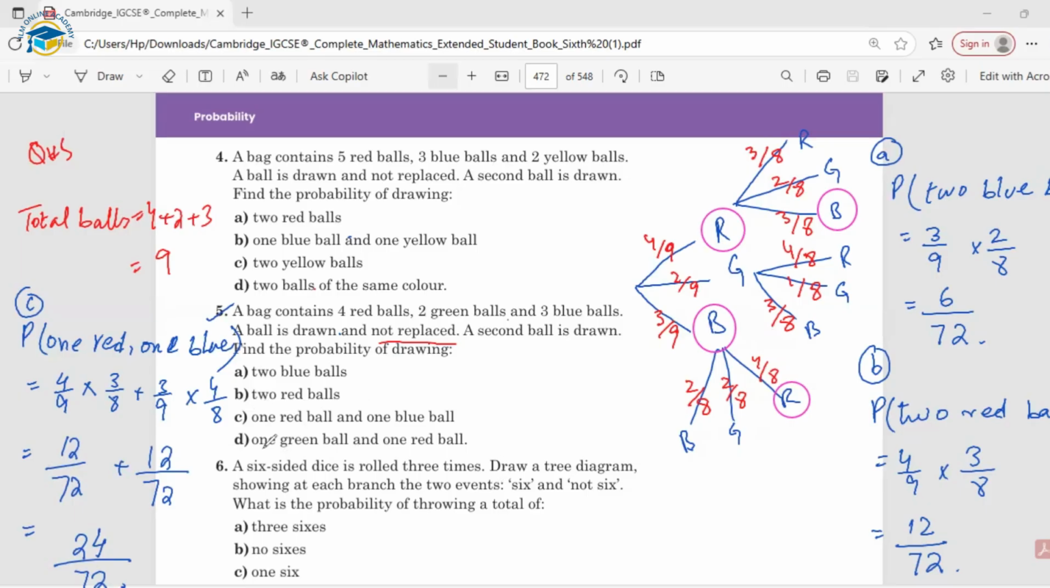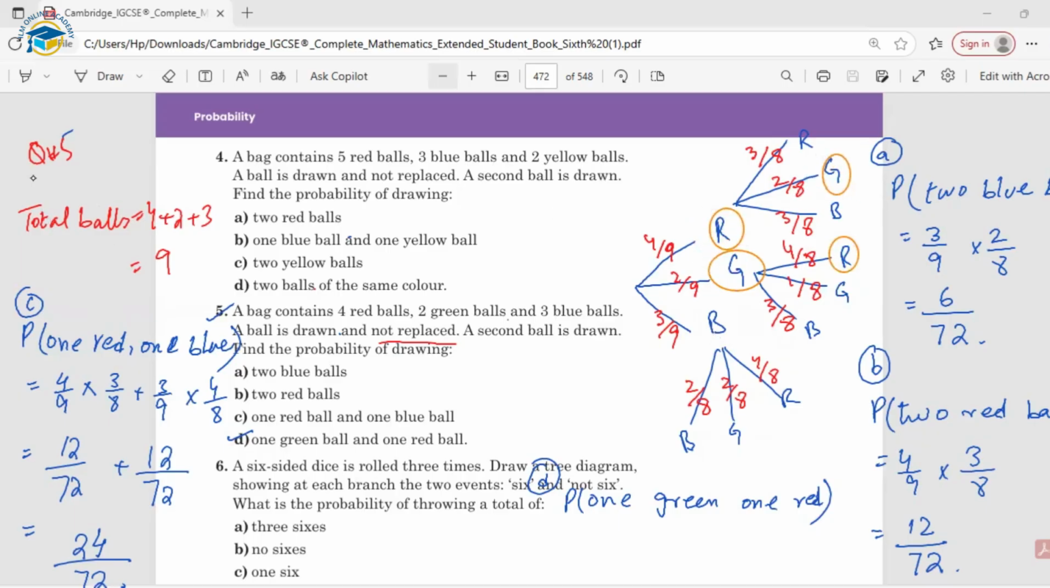So moving towards the part number D here, they're saying 1 green ball and 1 red ball. Okay, this time we need to go with the probability of D part. 1 green, and 1 red. Okay. So accordingly, if we will see, I'm just erasing these. One green, one red. Green and red. Red and the green one.